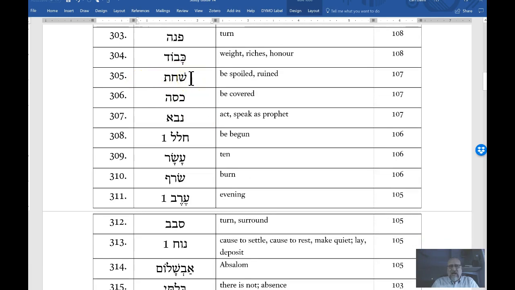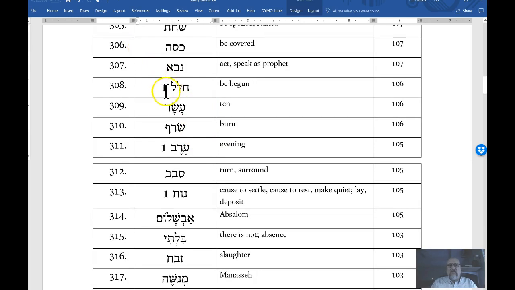305, shachat, be spoiled, ruin. When I think of this word, I think of the word destruction. It's used in Genesis 6 with all mankind has destroyed themselves and God will destroy. I think it's used in Psalm 14 and Psalm 53 as well. Kasa, cover. You may have to come up with a mnemonic device for that. I don't know if you can picture the Cossacks covering themselves. I don't know if that will help you or not. Navi is prophet, to act as prophet, to speak as prophet.